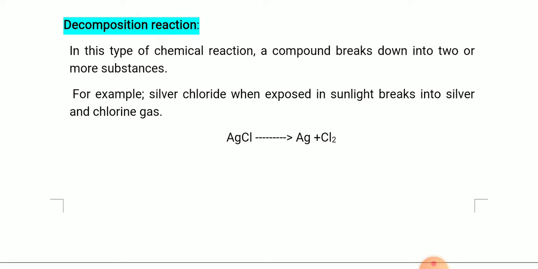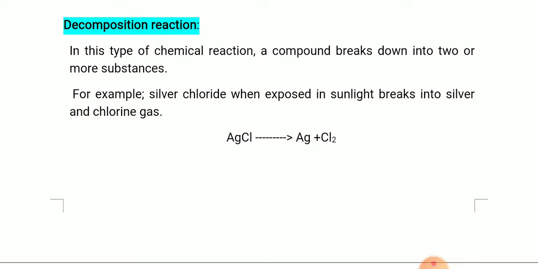For example, silver chloride when exposed to sunlight. In the presence of sunlight, silver chloride, AgCl, breaks into silver metal and chlorine gas. So AgCl gives Ag plus Cl2.